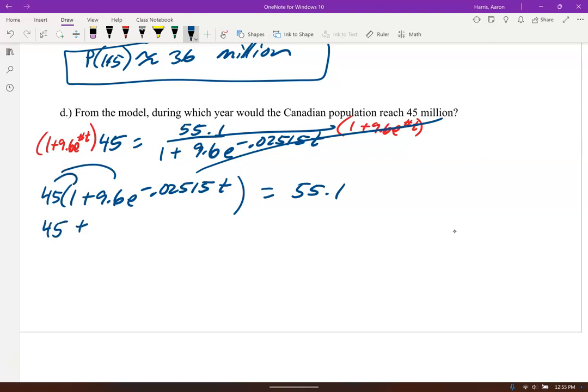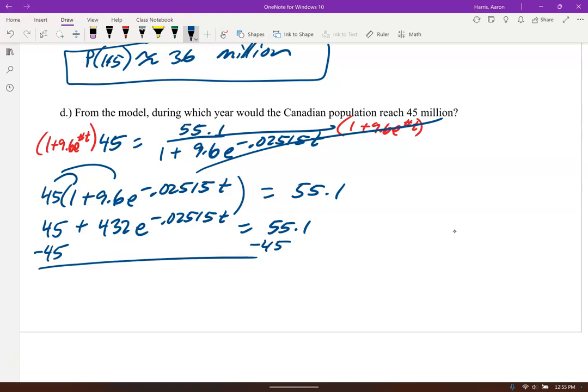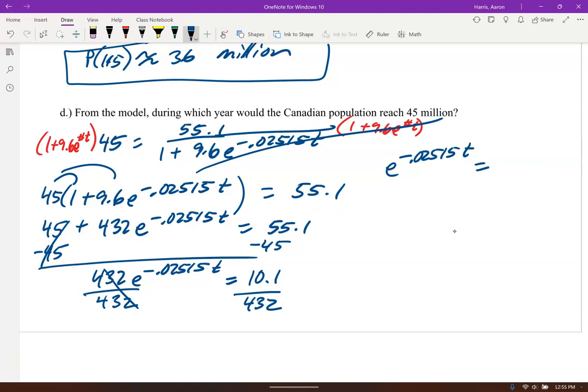Now I'm going to distribute that. So I have 45 plus 45 times 9.6, which gives me 432, e to the negative 0.02515 t. Now I'm going to subtract 45 from both sides. So I have 432 e to the negative 0.02515 t equals 55.1 minus 45, which gives us 10.1. Now I'm going to divide by 432 on both sides. And so I have e to the negative 0.02515 t equals 10.1 divided by 432.